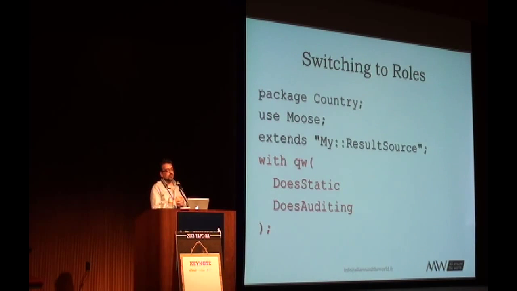So your country class might have looked like this. Package country, use Moose, extends the my result source, with two roles, does static and does auditing. So you can see pretty quickly up there what behaviors it actually implements, and you minimize the inheritance, and it makes it easier to understand.